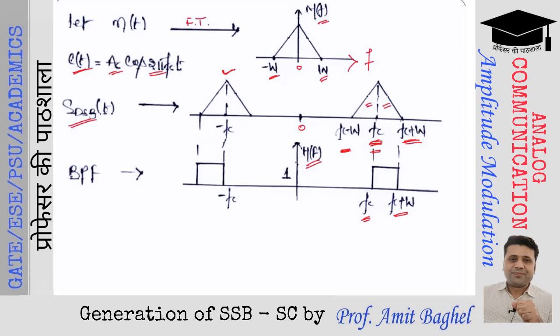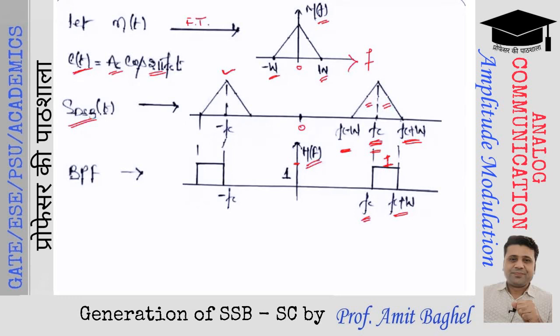The value of H(f) will be equal to 1 during this frequency interval. That means during the frequency range of fc to fc plus W, the value of the band pass filter will be 1. Hence, S of DSBSC of t will be multiplied with 1. When something is multiplied with 1, the output will be exactly the same as the input which is applied. But if something is multiplied with 0, the output is equal to 0.